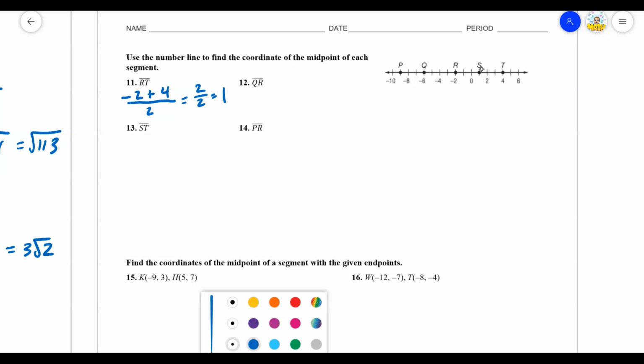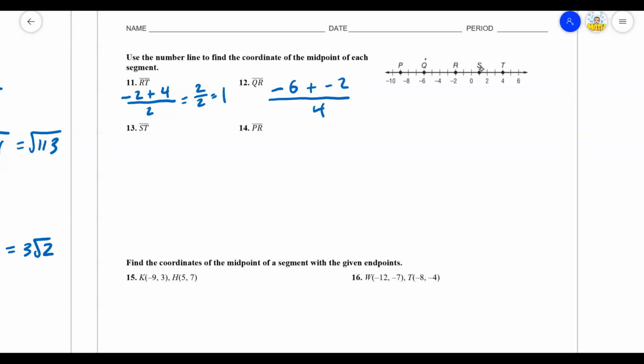Next one, same thing. We're going from q to r. So q is here at negative 6. R is at negative 2. And this is where I see most of the problems here, is adding and subtracting positive and negative numbers. Okay. Negative 6 plus negative 2, and you have the number line in front of you. Check your answer and make sure it seems reasonable. Negative 6 plus negative 2 is negative 8.